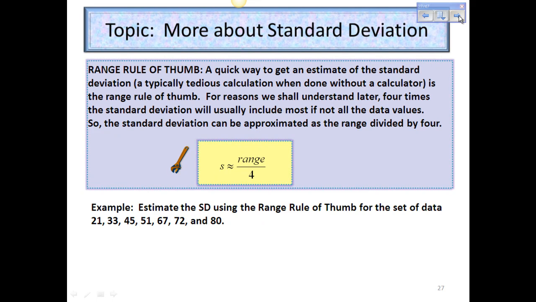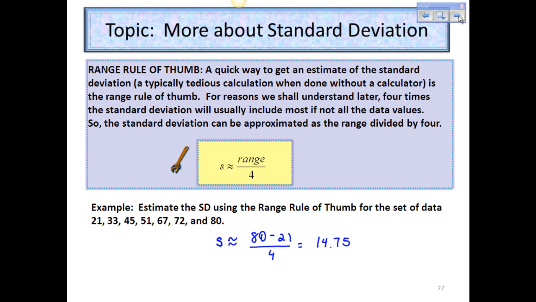So to estimate the standard deviation using the range rule of thumb for the set of data 21, 33, 45, 51, 67, 72, and 80, we would find the range, which is the maximum value minus the minimum value. And remember, standard deviation is denoted by lowercase s. Since we're approximating, we use the squiggly equal sign. Range is the maximum minus the minimum, divided by 4. So 80 minus 21 divided by 4 is 14.75.